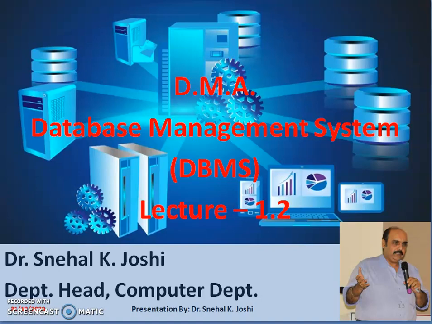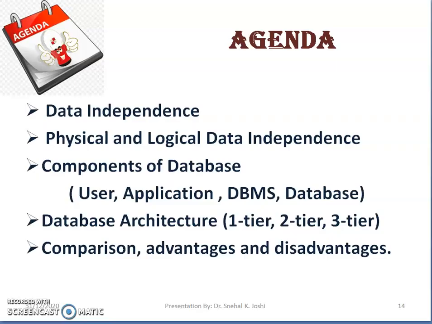Okay, first of all, let us look at our agenda for this particular lecture. In this lecture, we will talk about data independence, then we'll also talk about physical and logical data independence. Then we will see components of database. There are 6 different components related with the database. And finally, we will look at the database architecture and understand the concepts of one tier, two tier, three tier. All right. So let us continue with our session.